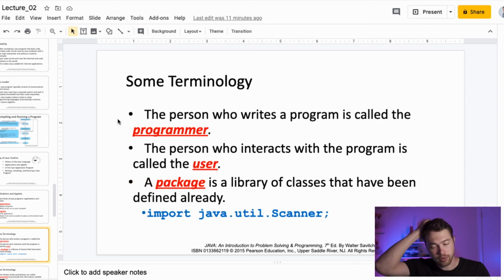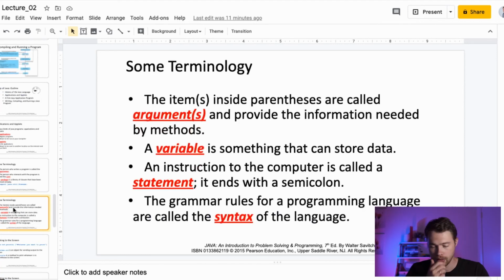A person who writes a program is called a programmer. A person who interacts with and uses it is called a user. A package is a library of classes that have been defined already. Scanner, for example. We need to import that. Arguments are the items inside the parentheses when we create a function. A variable is something that can store data. An instruction to the computer is called a statement.